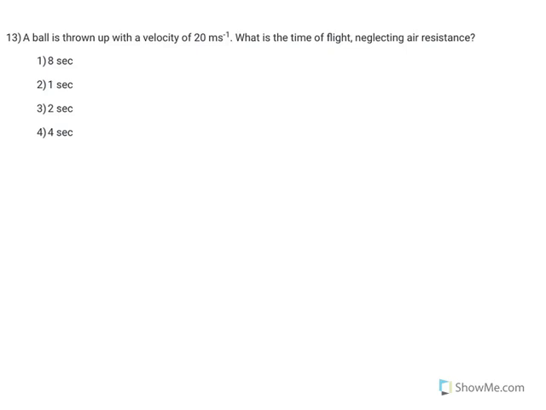A ball is thrown up with a velocity of 20 meters per second. What is the time of flight neglecting air resistance? So here is the earth, and from here the ball is thrown upwards with an initial velocity of 20 meters per second. So right in the beginning, its velocity will be 20 meters per second. It is thrown out with 20 meters per second.